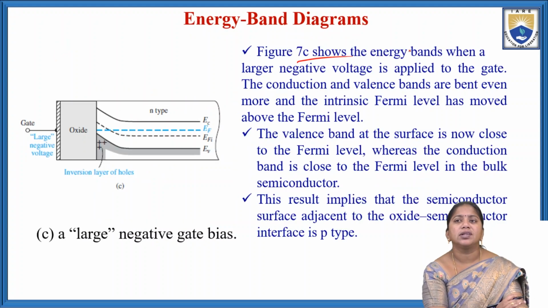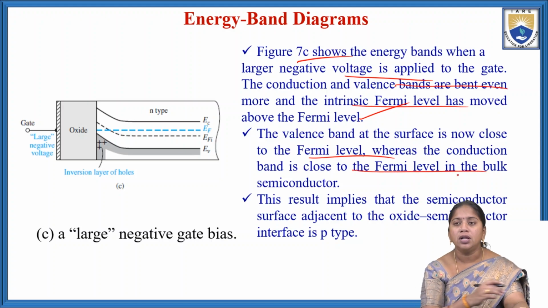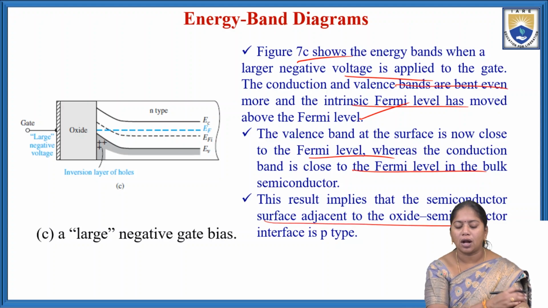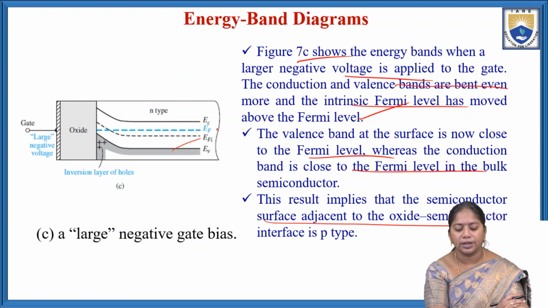Figure 7c shows the energy band diagram when a larger negative voltage is applied to the gate. The conduction and valence bands are bent even more, and the intrinsic Fermi level has moved above the Fermi level. So the valence band at the surface is now close to the Fermi level, whereas the conduction band is close to the Fermi level in the bulk semiconductor. This is the oxide semiconductor interface.